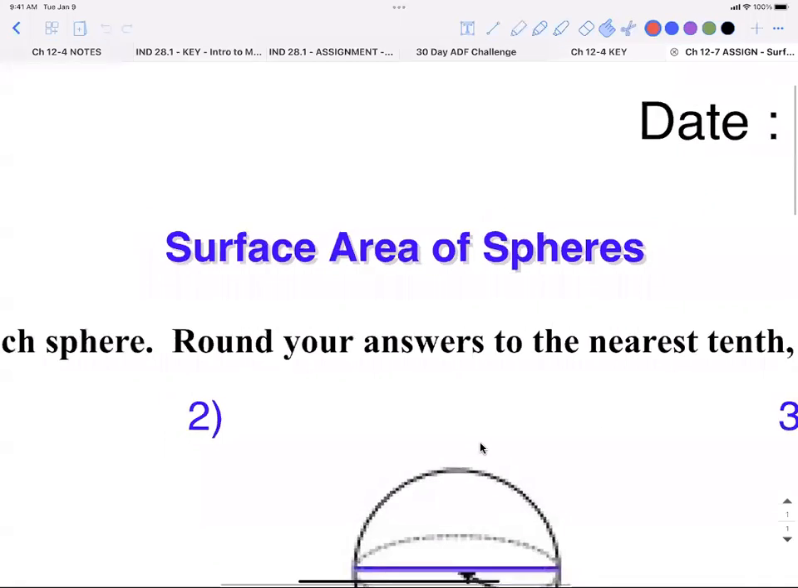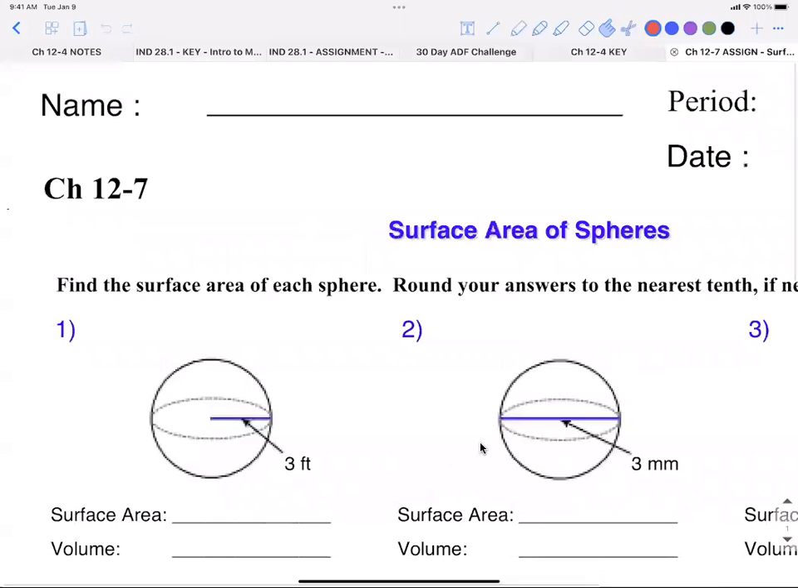All right, so we are doing 12-7. This is our last bit of new content. We're only pulling two things out of chapter 12. We're doing volume like we did yesterday, and we're doing surface area of spheres today. And then that wraps up chapter 12.